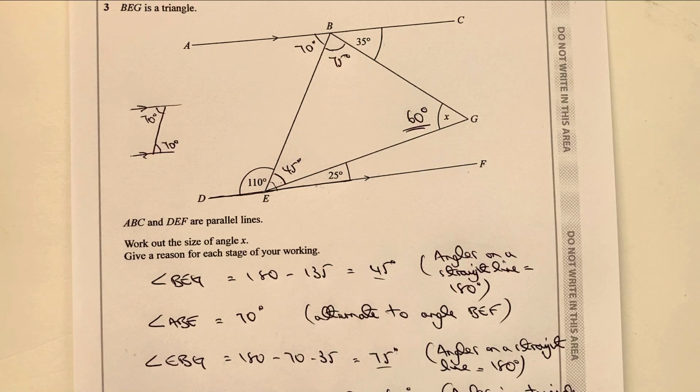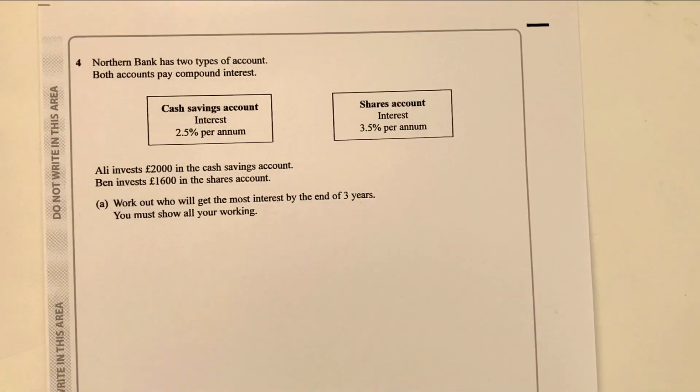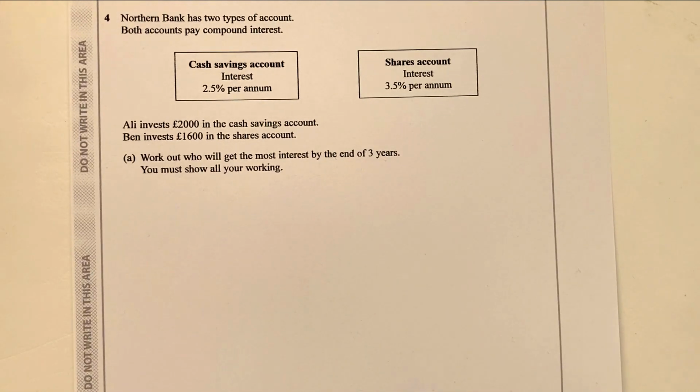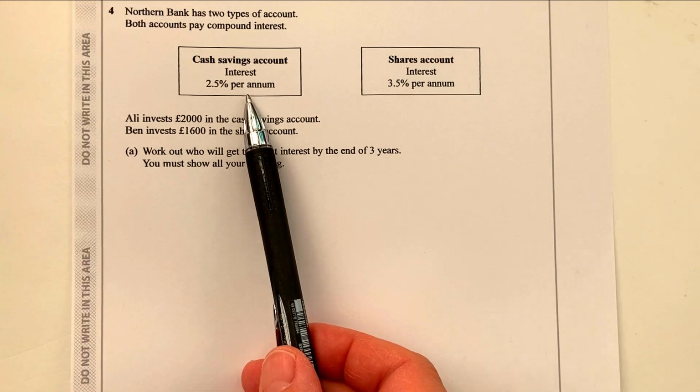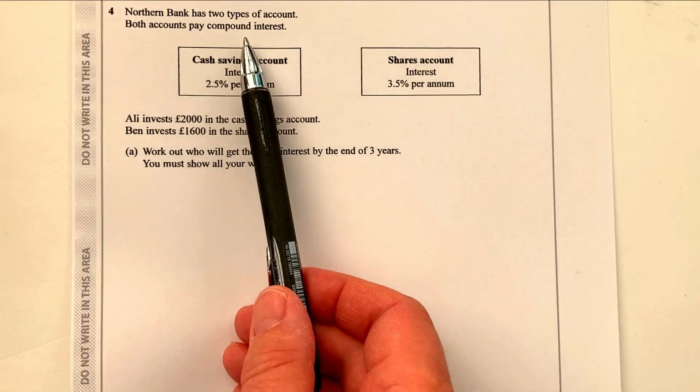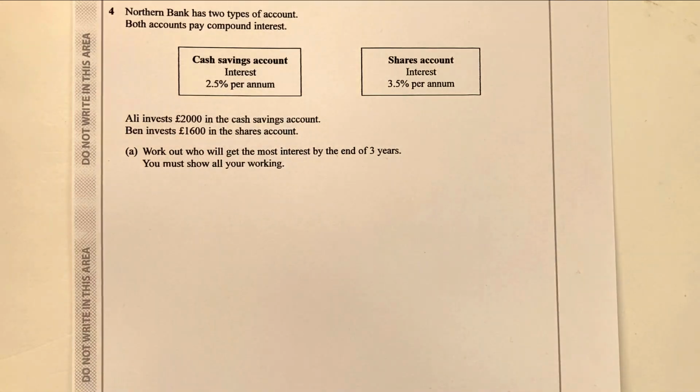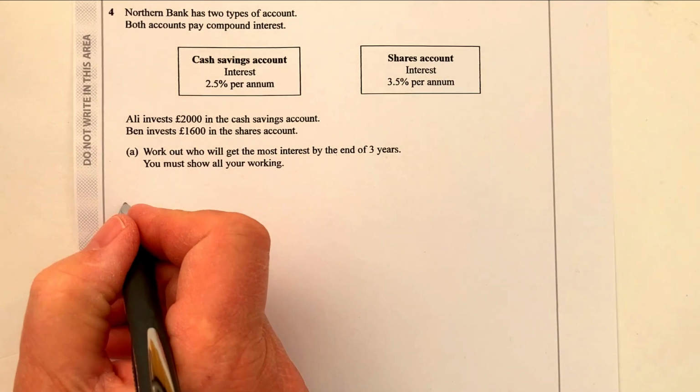Okay, let's have a look then at an extremely popular GCSE type question, particularly on a calculator paper, which is compound interest. So we seem to get compound interest on a fairly regular basis. Ali invests £2,000 in a cash savings account and he's going to get 2.5% per annum interest. Now both of these are compound interest, so I'm going to use the formula that I would always use for compound interest. So let's have a look at Ali.